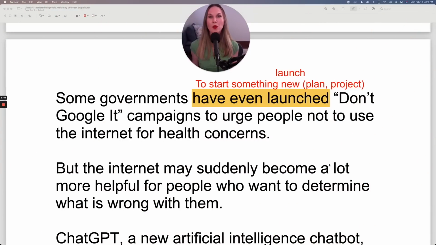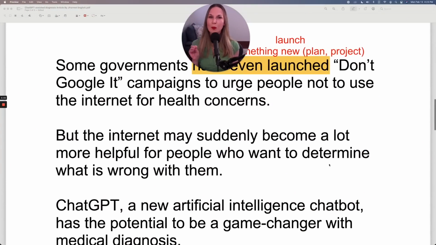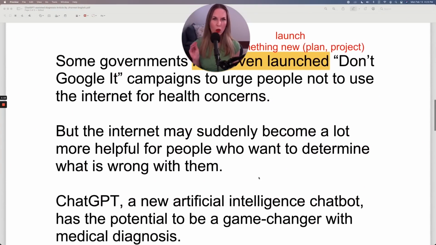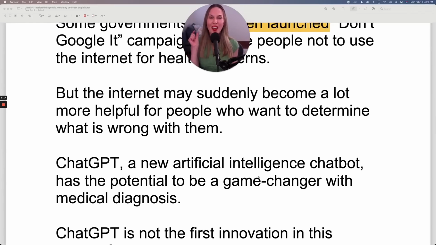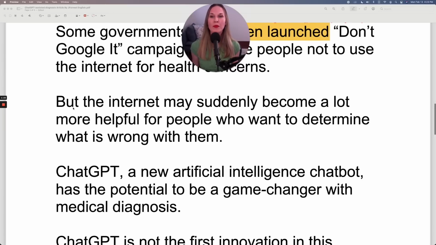So let's continue on with our article. I won't explain too many more words because I want you to go try Linguistic and use the platform to learn new vocabulary and let me know how you like it. But let's continue on. But the internet may suddenly become a lot more helpful for people who want to determine what is wrong with them, for people who want to diagnose their own illnesses. And how?